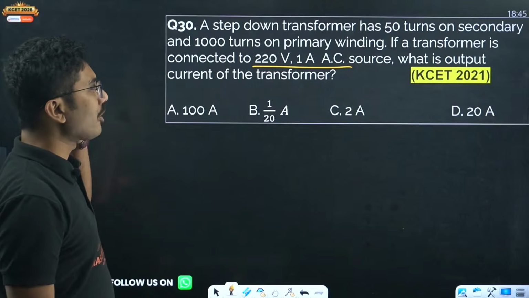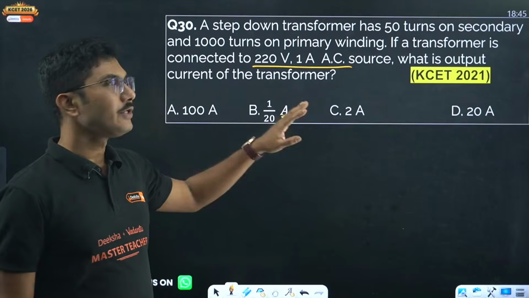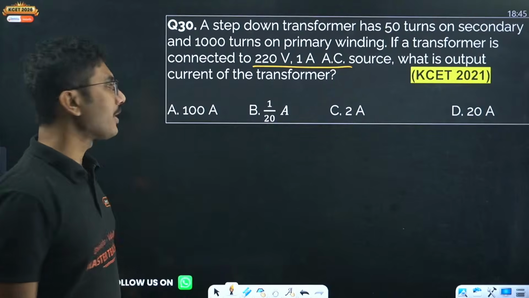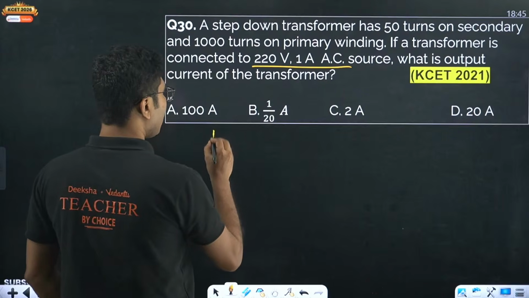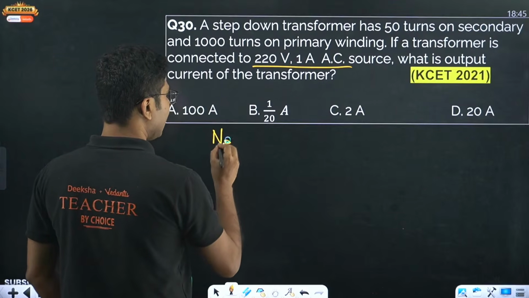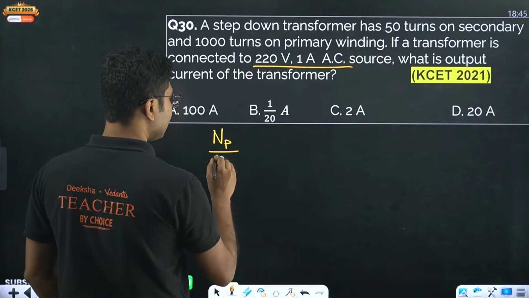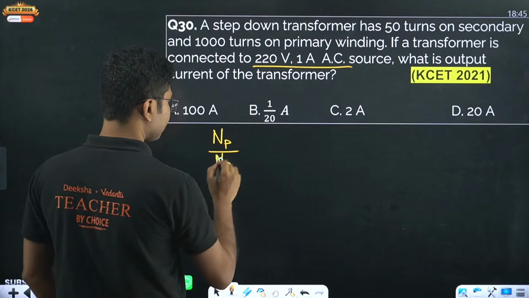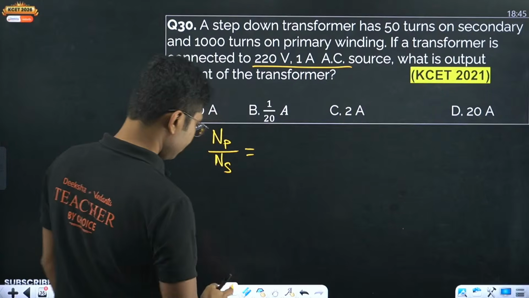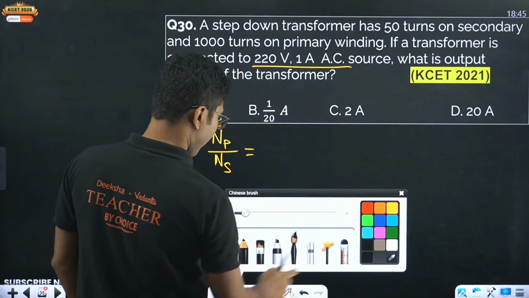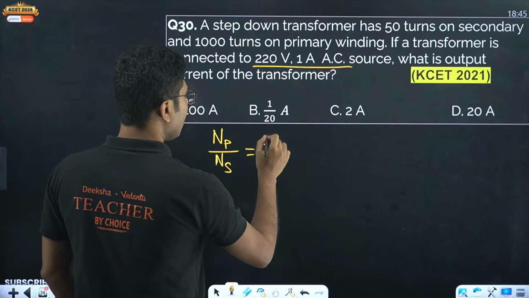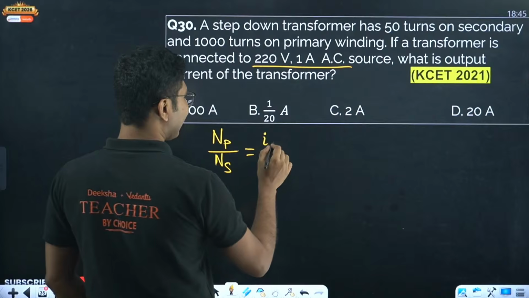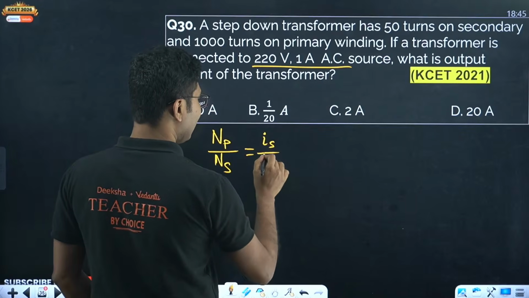Okay, so they do not ask you about the output voltage. Only the output current is important. We know that the number of turns in the primary divided by the number of turns in the secondary equals the current in the secondary divided by the current in the primary.